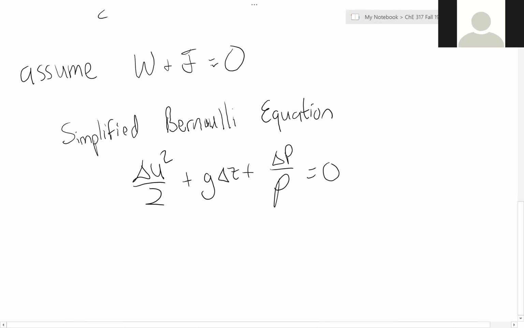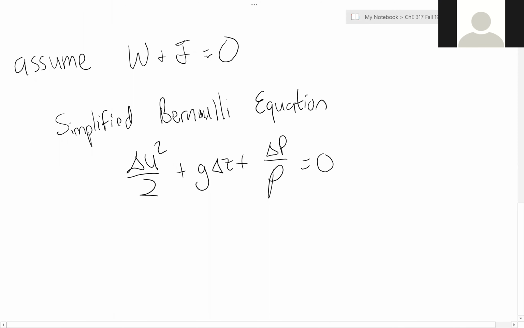Is that delta P over rho? I forget again, I'm sorry. Yes, it's change in pressure, delta P over rho. And I do admit that it's very tricky to get.